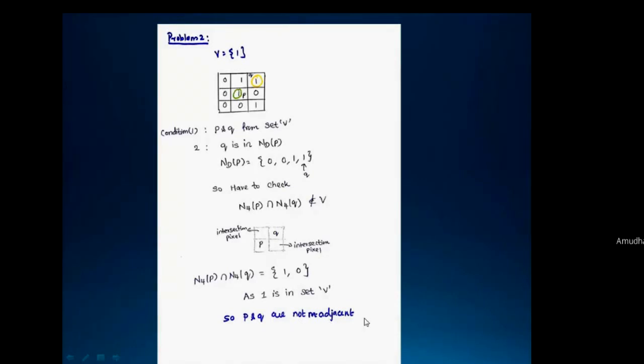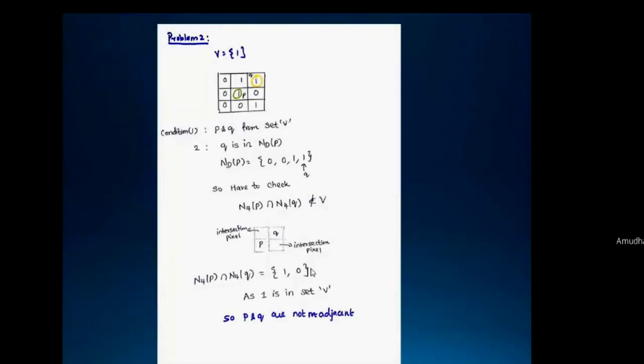I'll repeat this. First condition is P and Q are from set V. So the first condition is satisfied. For the second condition, there are two options: 4 neighbors or diagonal neighbors. We have to check whether it is a 4 neighbor or a diagonal neighbor. If you see Q, it is a diagonal neighbor. So for a diagonal neighbor, we have to check that N4 of P intersection N4 of Q is not in set V.